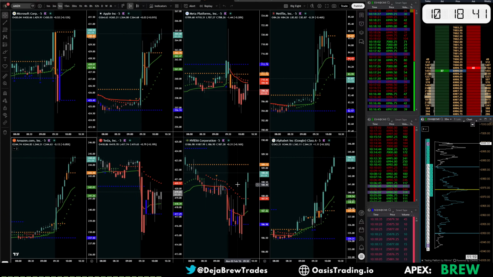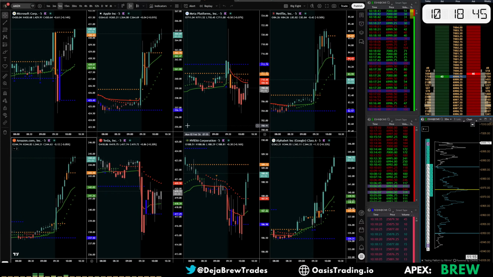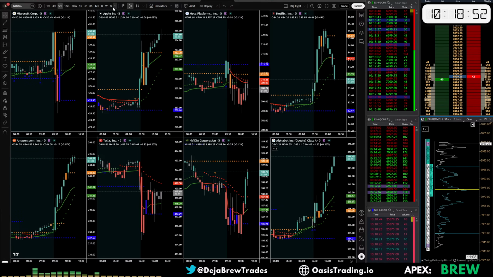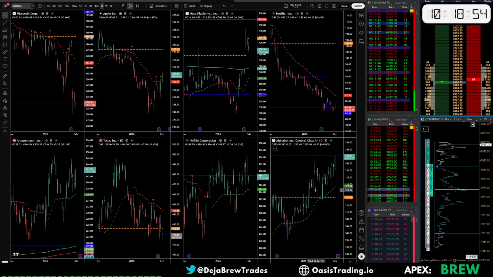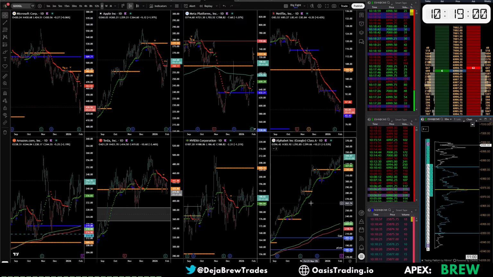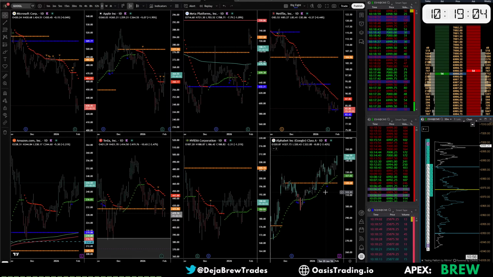Nvidia recovering. Microsoft recovering, now high of day. Google still having a very good run. I mean, look at the run on Google since like 200. It's almost doubled in what? Few months?